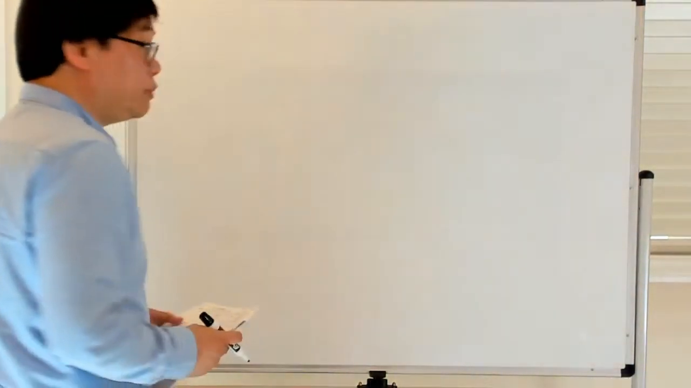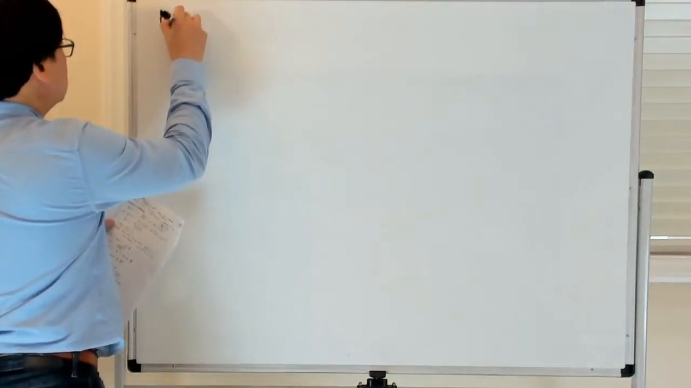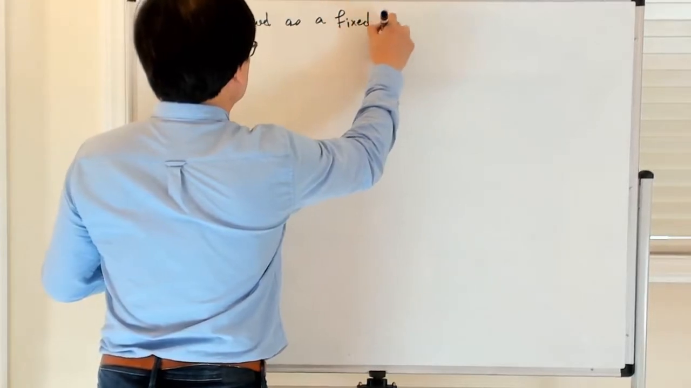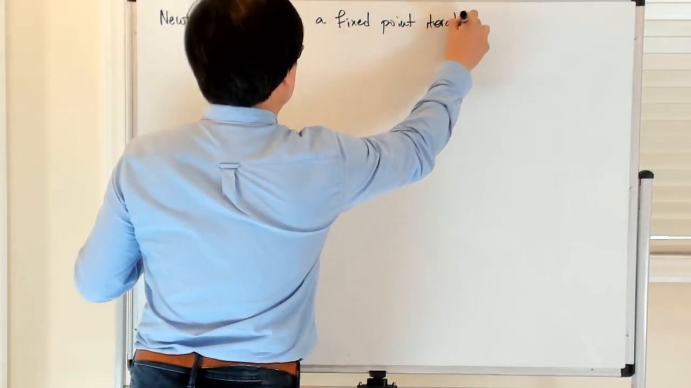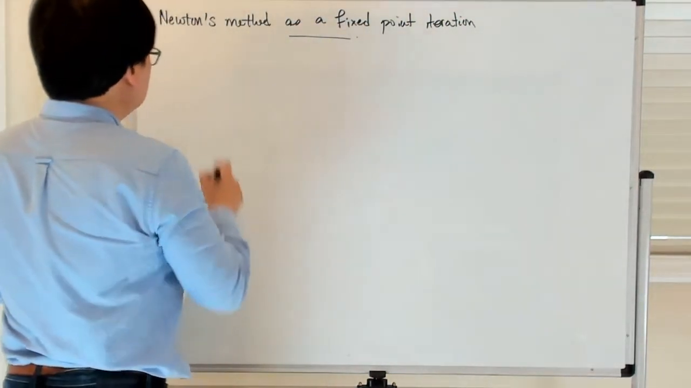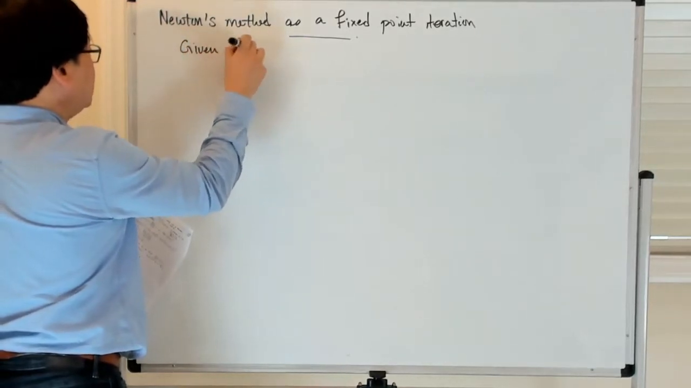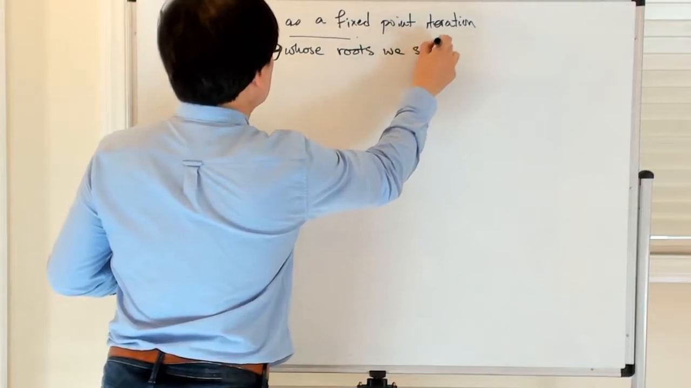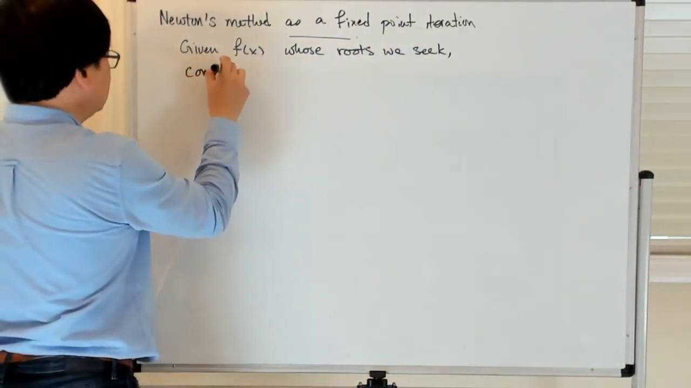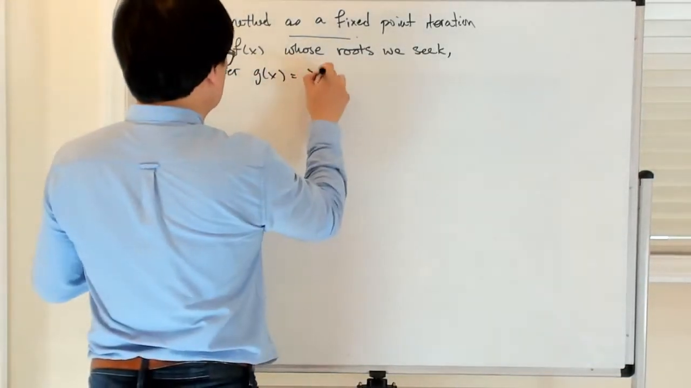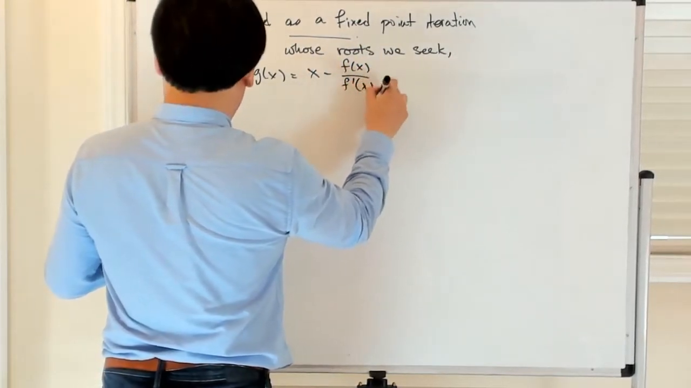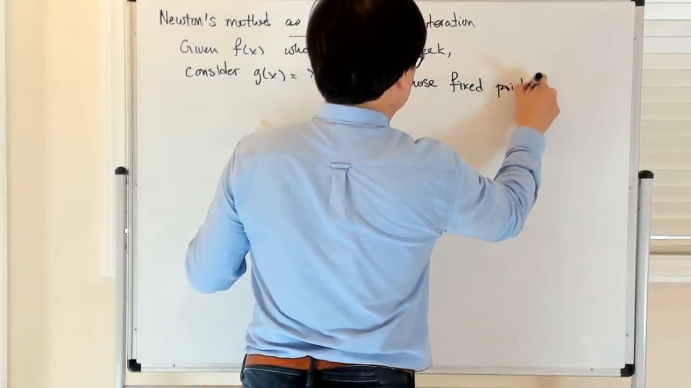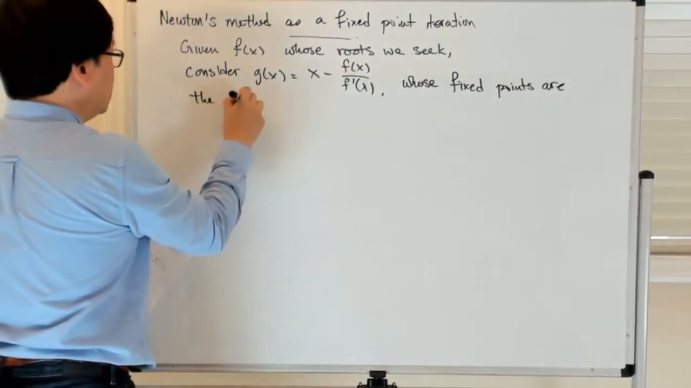All right, so now we're going to analyze Newton's method as a fixed point iteration. As we discussed before, if you're given a function f of x whose roots you seek, we consider an associated function g of x, which is equal to x minus f of x divided by f prime of x, whose fixed points are the roots of f of x.